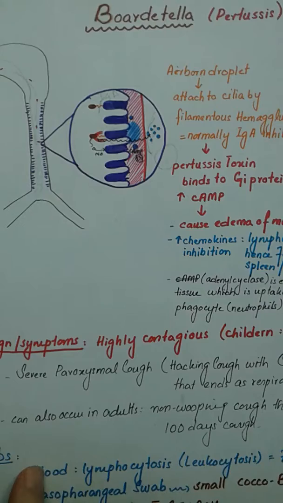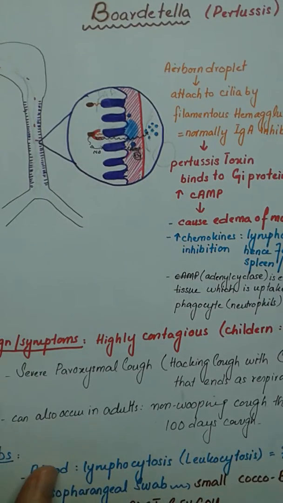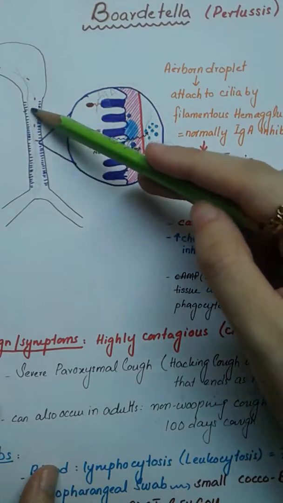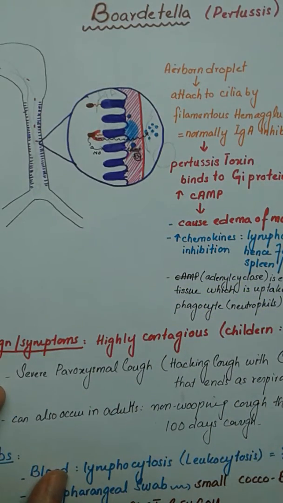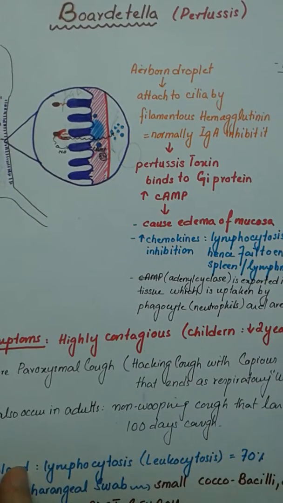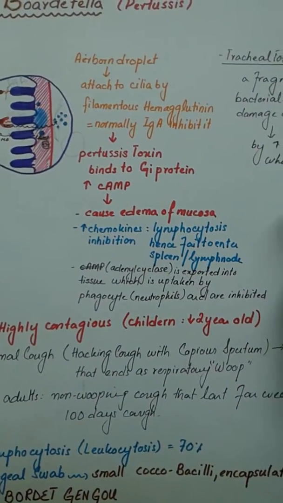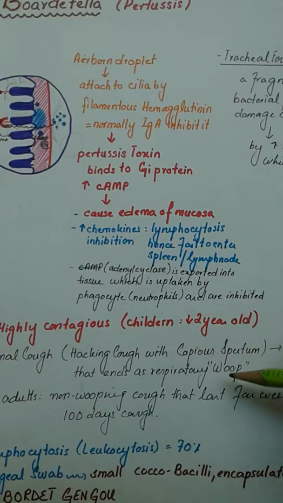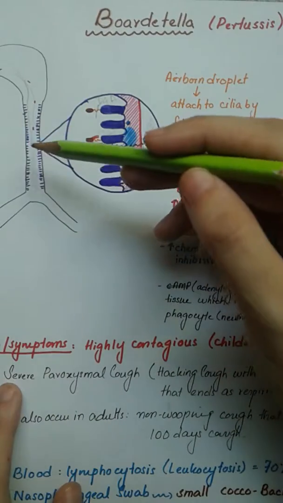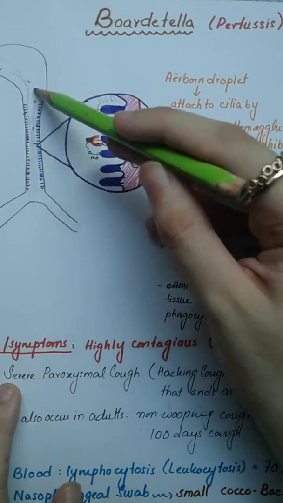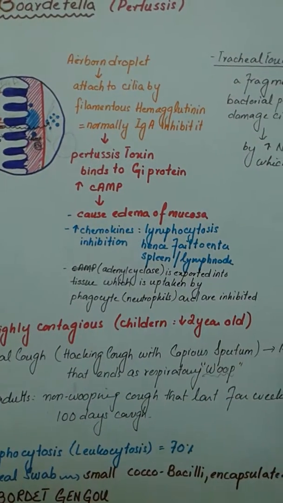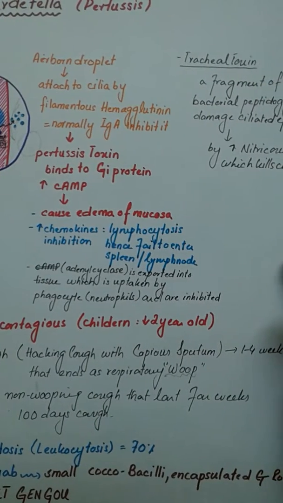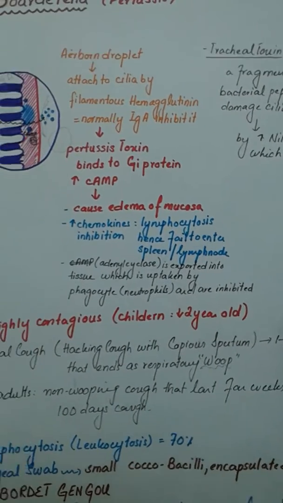Now, the patient presents with what types of symptoms? As it is affecting the upper respiratory tract, there will be paroxysmal cough. Now, this cough is very specific. It will cause a hacking cough, followed by a respiratory whoop, by which this disease gets its name, whooping cough disease. And as the patient is not able to expectorate a lot of sputum, this hacking cough would be followed by a copious amount of sputum.